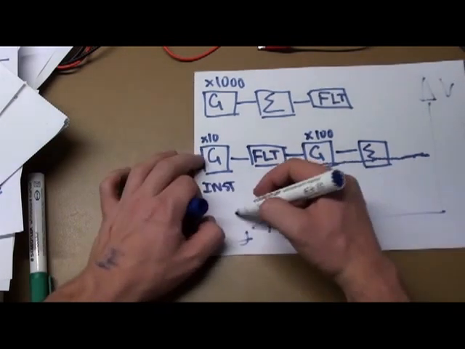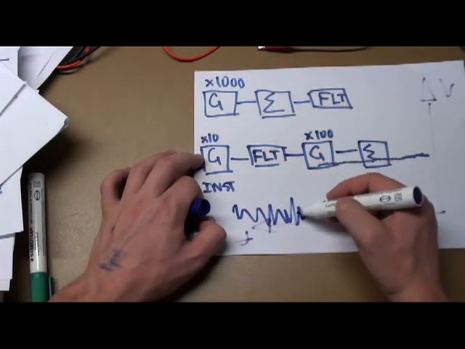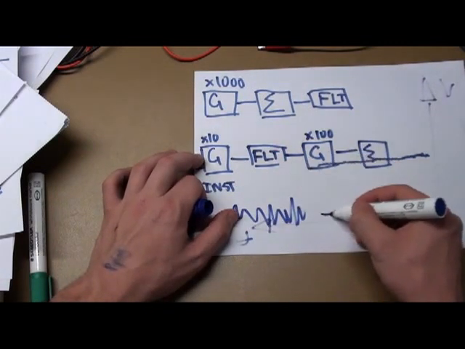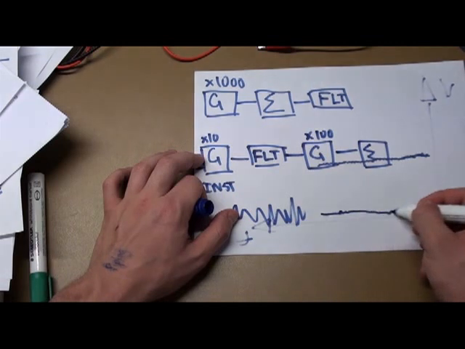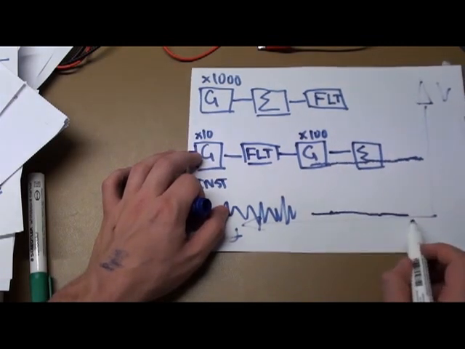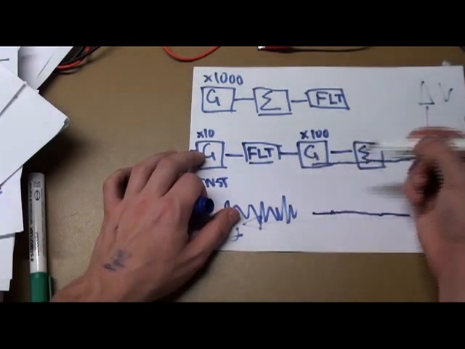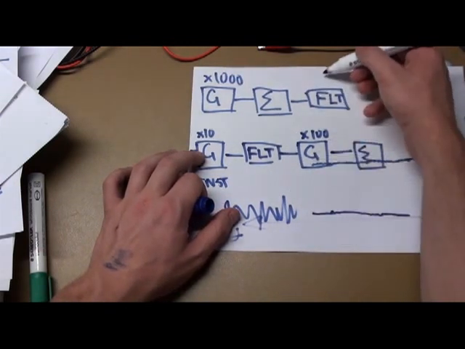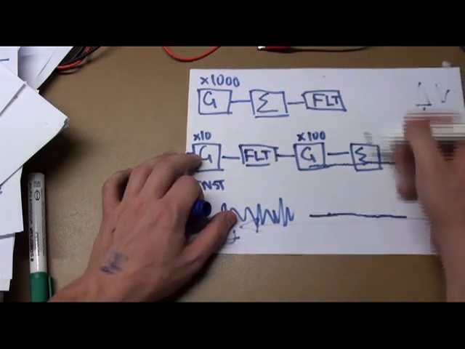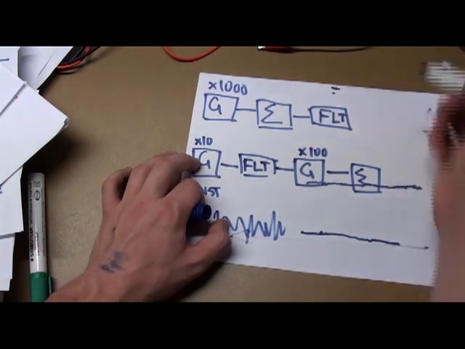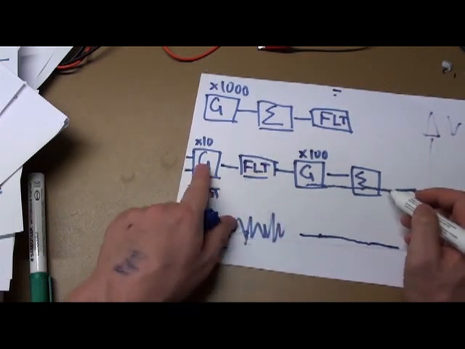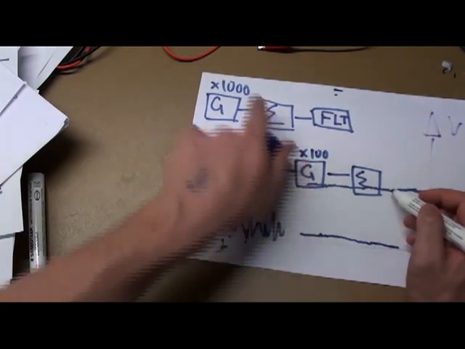Then if it's all like crazy, this filter will hopefully turn it into, well, it'll still have a little bit in it, but it'll be a pretty straight line. It'll be a pretty constant voltage. Then we belt that up with a lot of gain, so it'll be a straight line just way up here. And then we add on 3 volts extra.